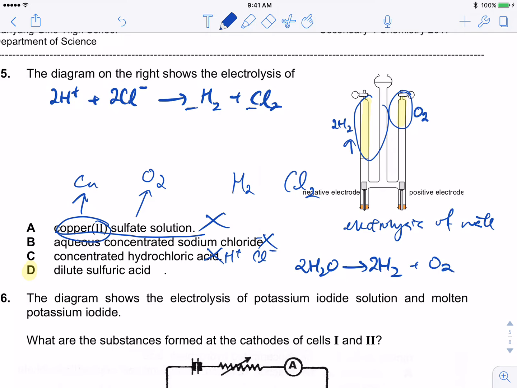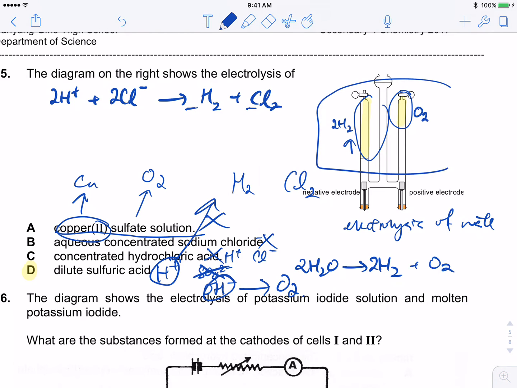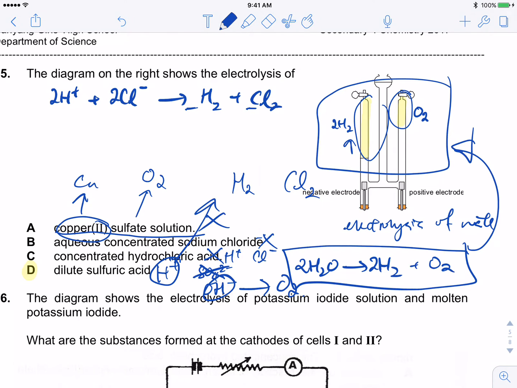So if you look at dilute sulfuric acid, the cations present are H plus, and the anions are SO4 2 minus as well as hydroxide. We know that SO4 2 minus will not be discharged, so H plus will become your H2, OH minus will become your O2, which gives us this overall equation and gives us this diagram.